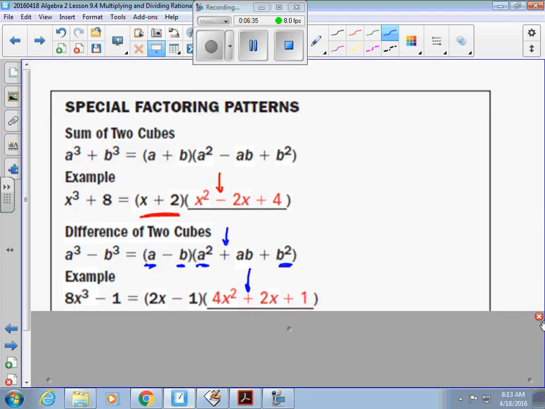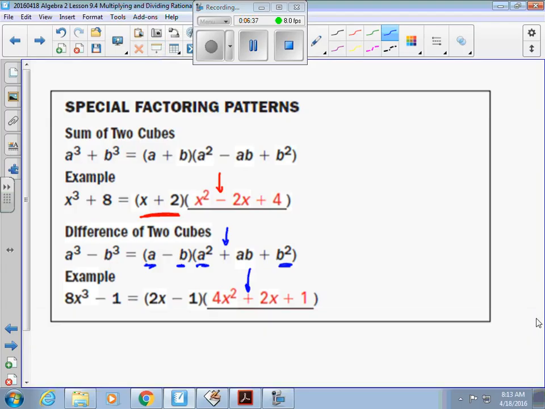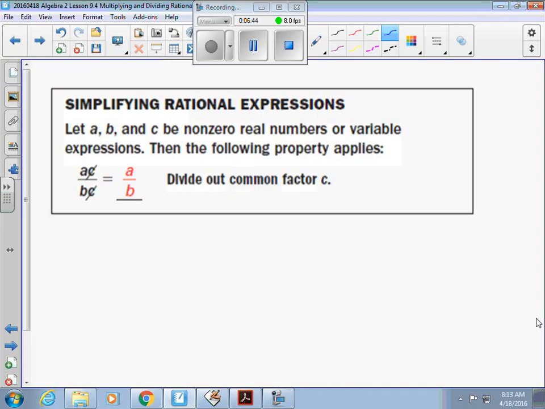Again, we have one more example that'll show up that uses that one, but we needed to cover that so we weren't lost on special factoring patterns with the sum and difference of two cubes. Now, this is on your sheet, simplifying rational expressions. Let a, b, and c be non-zero real numbers or variable expressions. Then the following property applies.